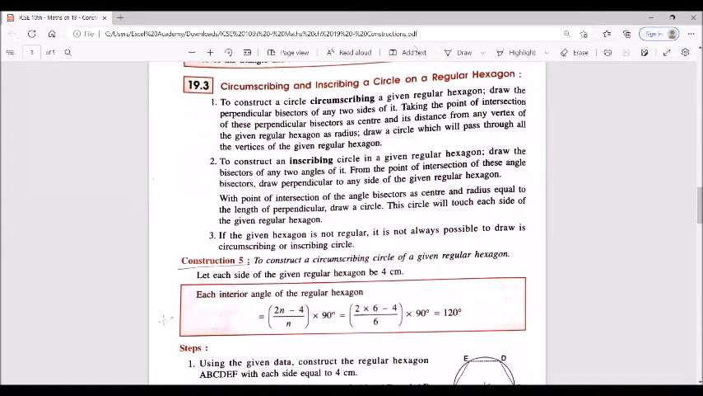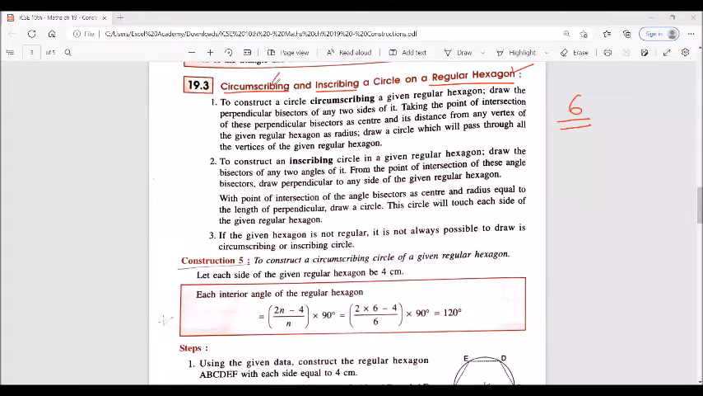First of all, any regular polygon means all the sides are equal and all the internal angles are also equal. Then that polygon is called a regular polygon. So when we talk about a regular hexagon, a hexagon has 6 sides, correct? So all the 6 sides are equal, right? And all the 6 internal angles are also equal. So first of all, we have to circumscribe it and then we have to inscribe.